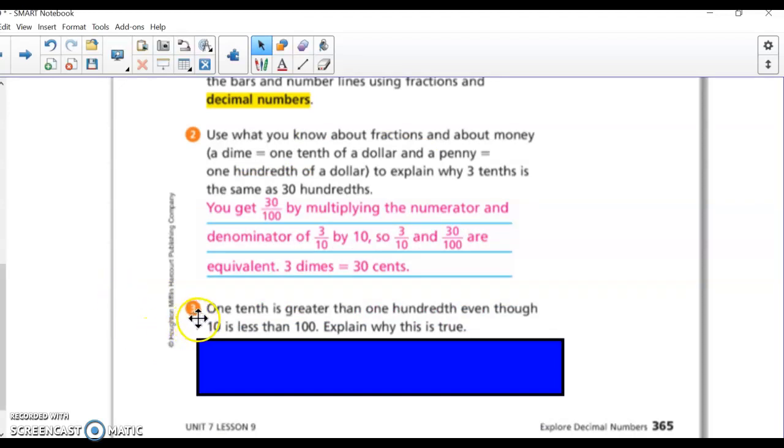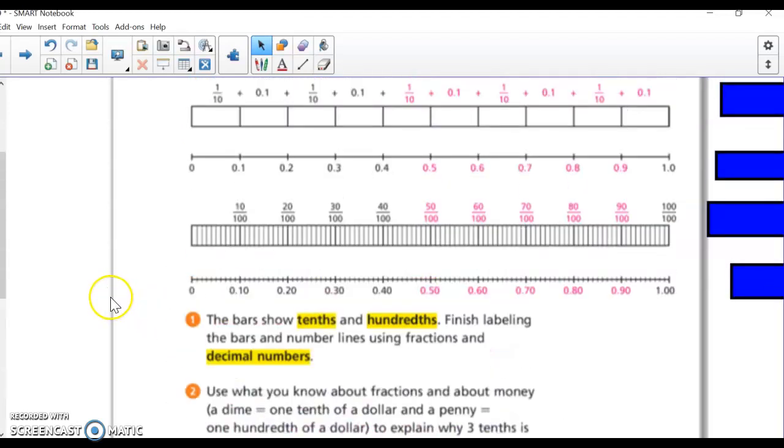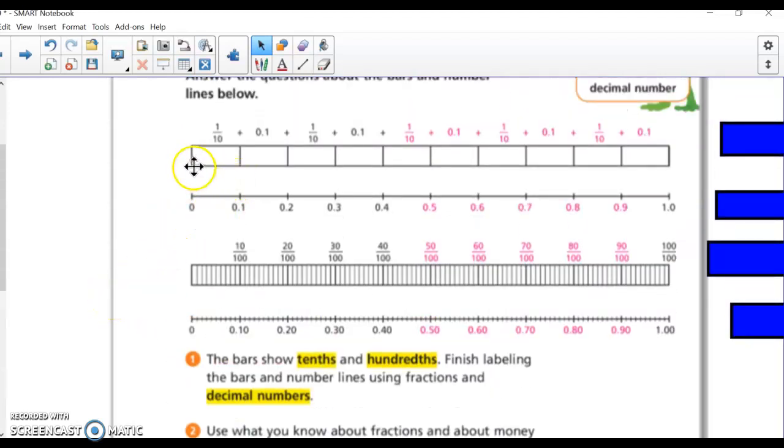Okay, 1/10 now is greater than 1/100, even though 10 is less than 100. Explain why that's true. Well, think about the number line up here. Tenths and hundredths, just the size of them. And that's what we know about fractions, right? We started out fractions with saying the more amount of pieces that you break a whole into, the smaller those pieces get. Look how big tenths are compared to hundredths.